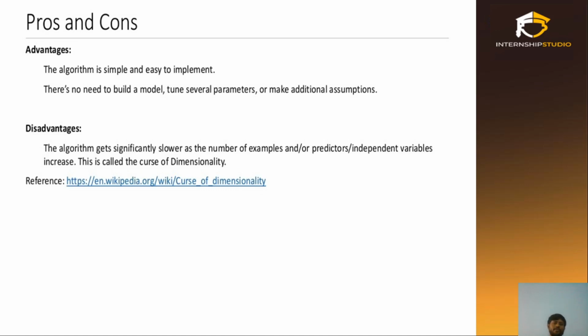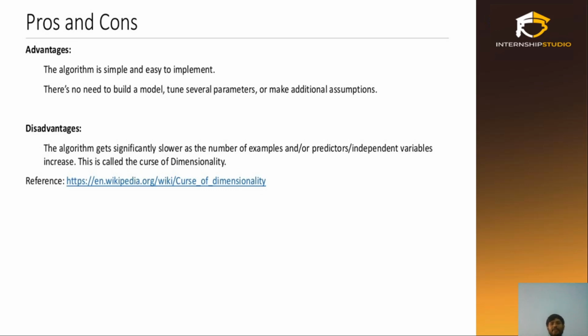And what are the pros and cons of the KNN algorithm? The advantage is that it is very simple, as you can see, and there are not many hyperparameters. If you compare with other algorithms, there are a lot of hyperparameters that we have to tune, but here we have only the k value to look into, right?